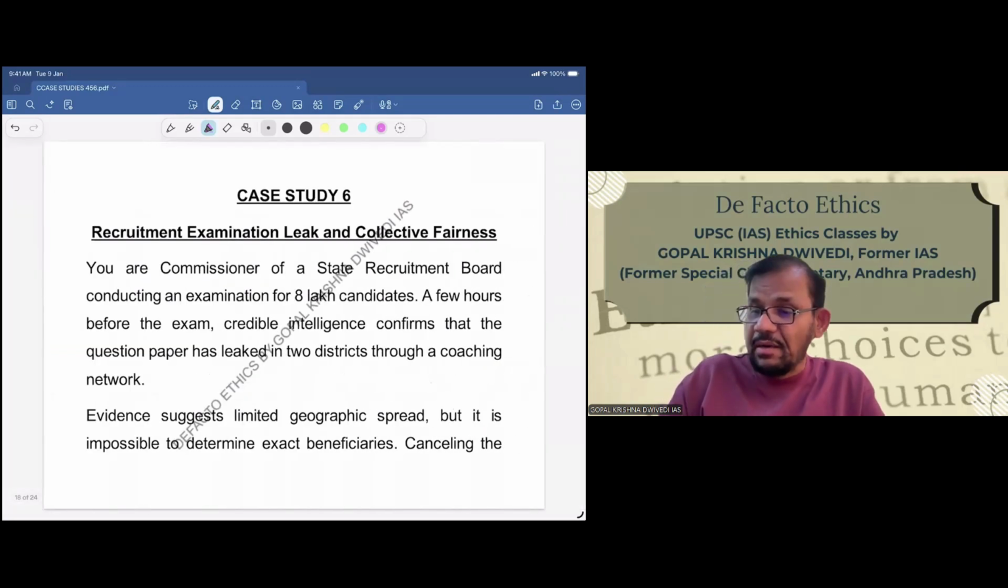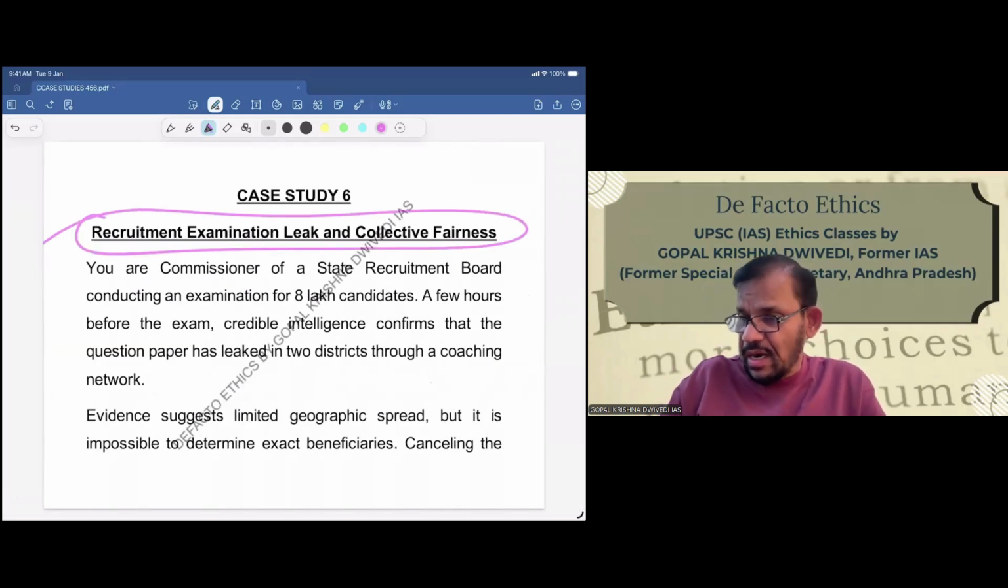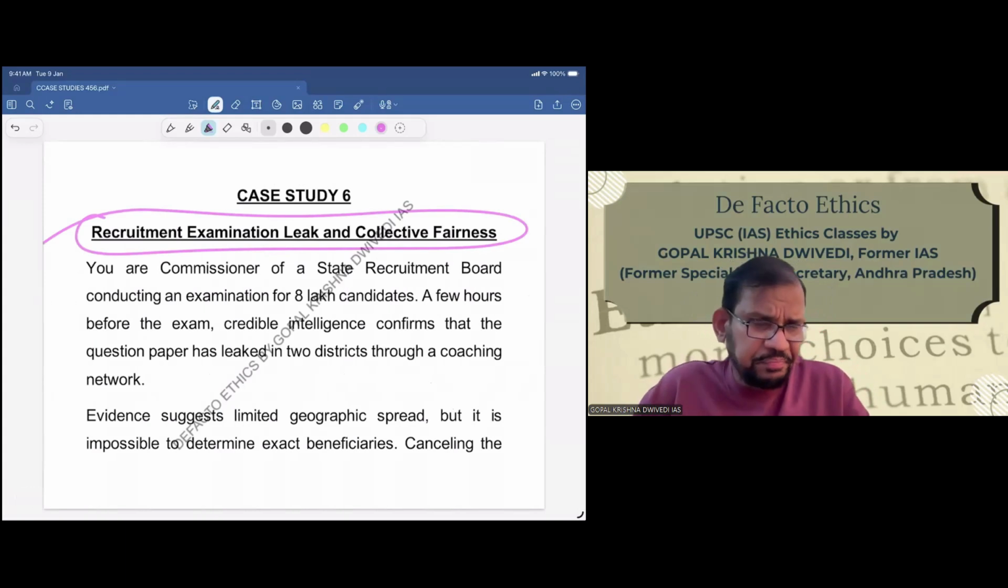Now this is also a very important case study, inspired by current affairs: recruitment examination leak and collective fairness. Usually some news comes up that in some state, some leakage of question papers has taken place. So this kind of case study is also expected in the actual exam. Now let us go through the content.